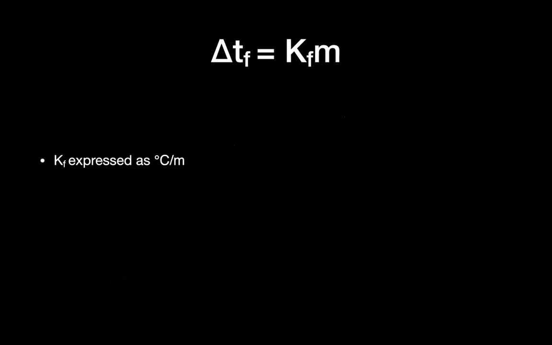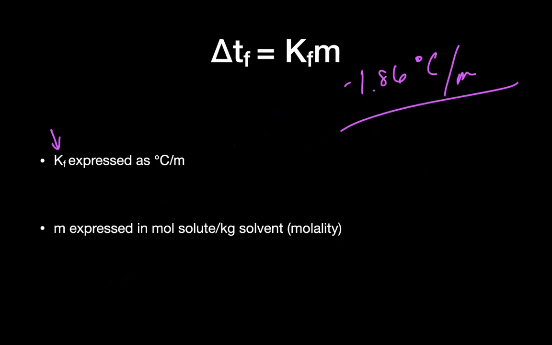Kf is expressed in degrees C per m. Well, like I said, it's negative 1.86 degrees C per m. That is a constant, as reflected by the capital letter K. And m is moles per kilogram.